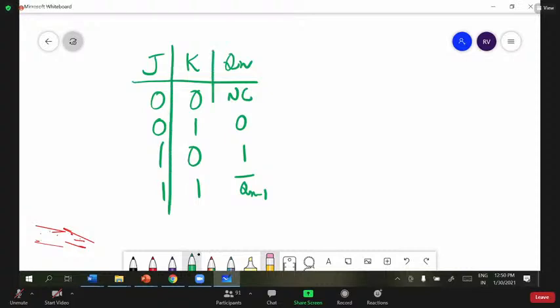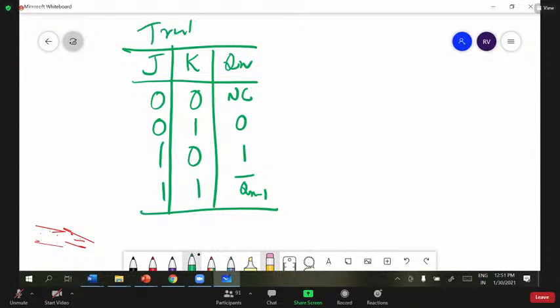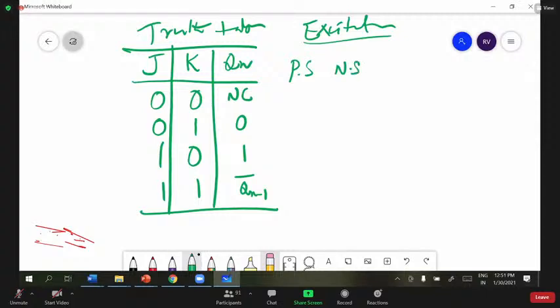From this truth table, you are finding the excitation table. This is the truth table of a JK flip-flop. Now, how do you prepare the excitation table? You can also learn it by heart, that's why I am telling you. So, what is the present state? What is the next state? What are the JK inputs? This gives us the excitation table.